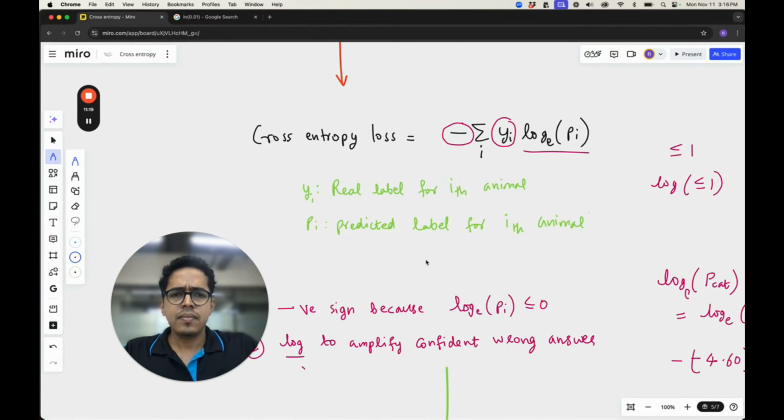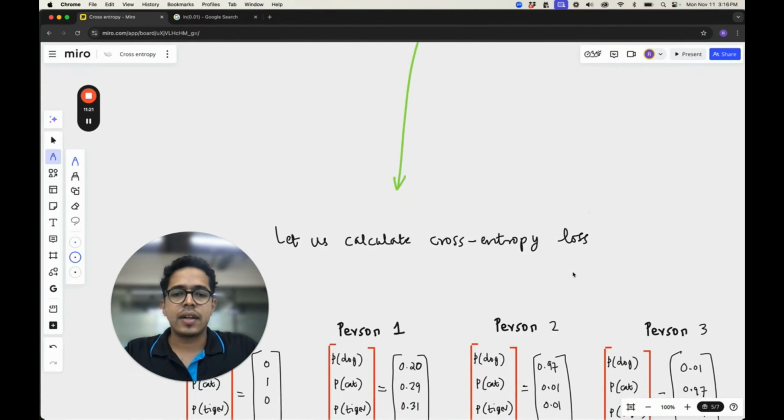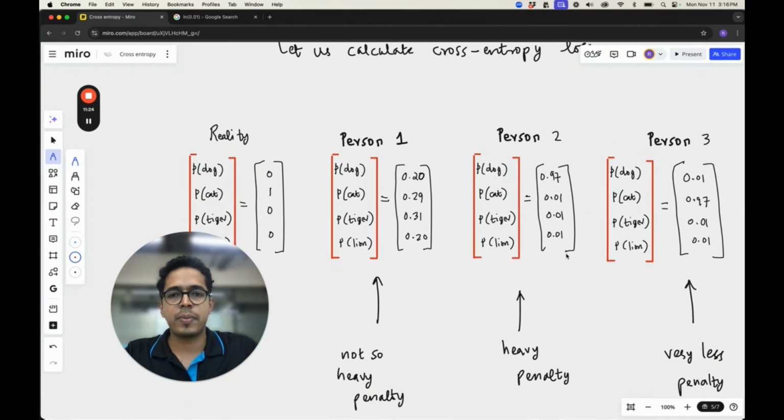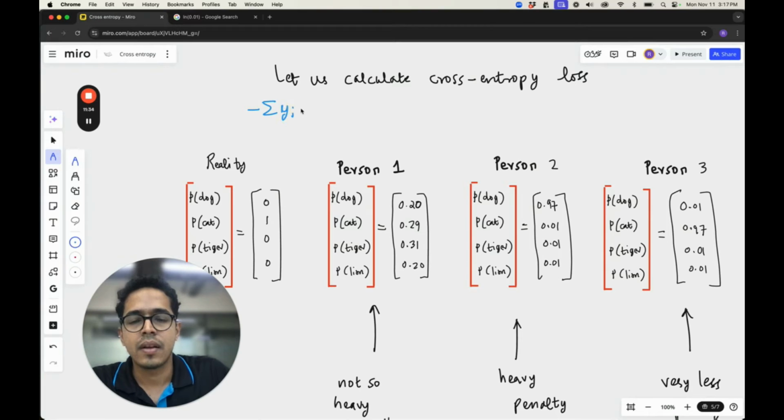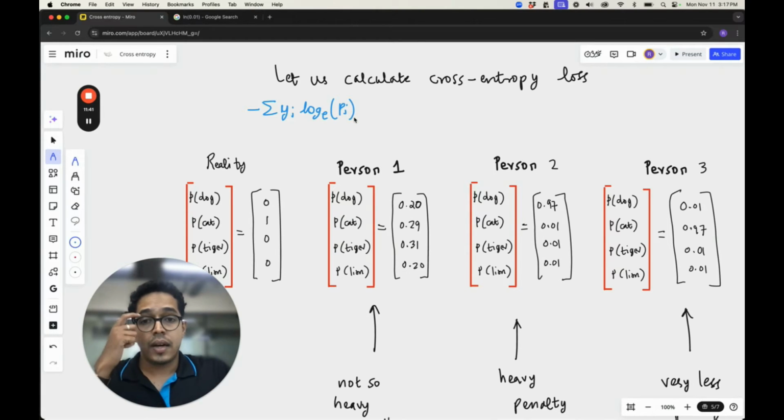So now let's calculate the cross-entropy loss in each of these cases. Let's take the equation. Cross-entropy loss is nothing but minus sigma yi logarithm, which is natural logarithm, log e pi. Now, what is yi when i equals dog or tiger or lion? It's 0. So we just need to consider the logarithm of the probability prediction corresponding to cat.